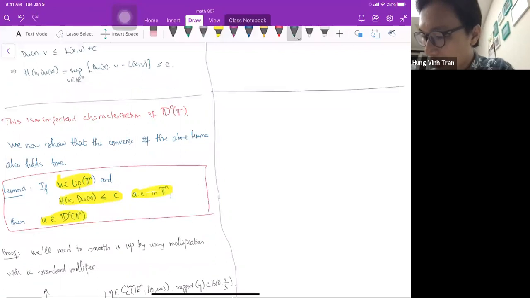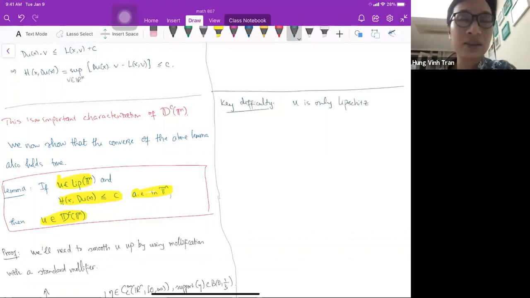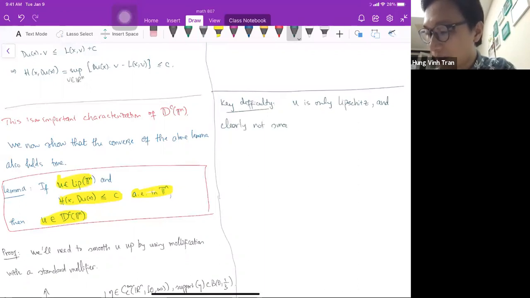So the key point, or the key difficulty of the lemma in the red box, is that U is only Lipschitz, and clearly not smooth enough. In particular, Du might have jumps. So that means that we need to be careful.